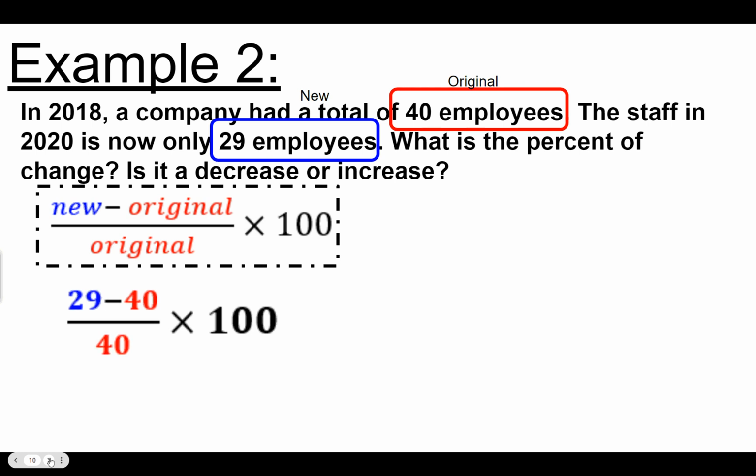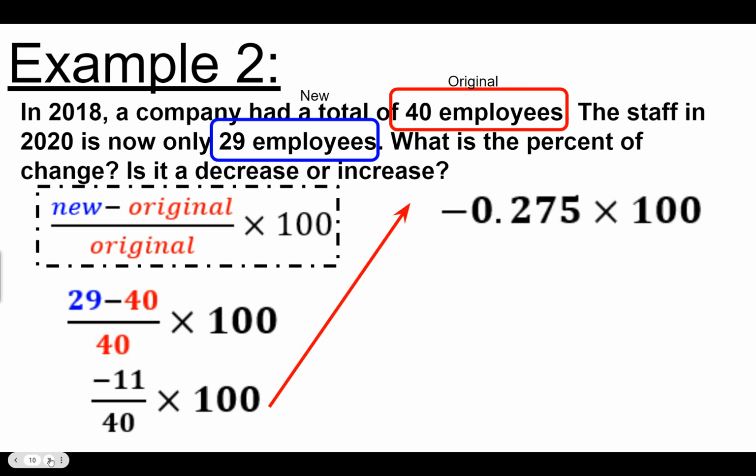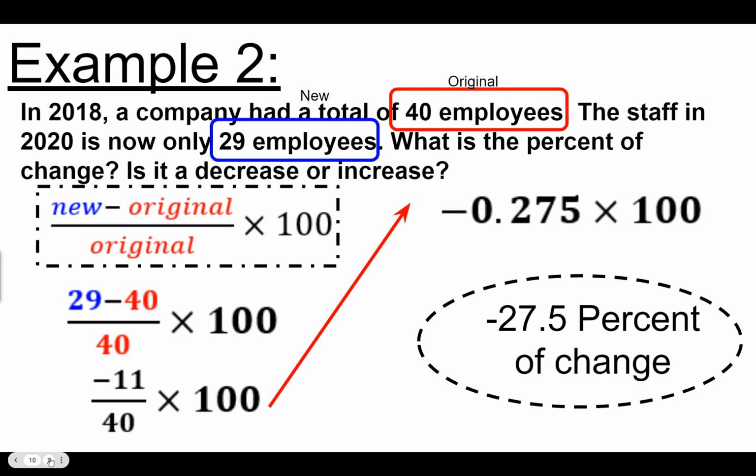We're just going to go ahead and put it in Desmos. 29 minus 40 goes first. You do that in your calculator, you get negative 11. Now we're going to go ahead and divide. Negative 11 divided by 40. You do that in your calculator, you get negative 0.275. And remember, just cut it off after 3 numbers. We'll multiply it by 100 now. We get negative 27.5% of change.